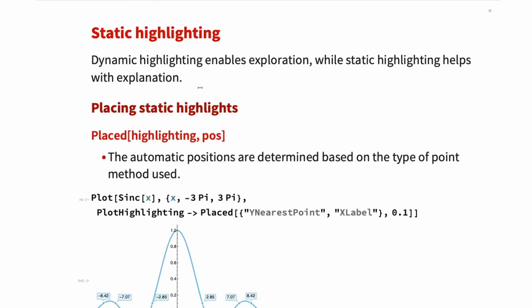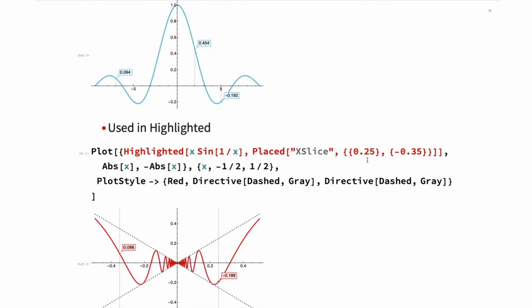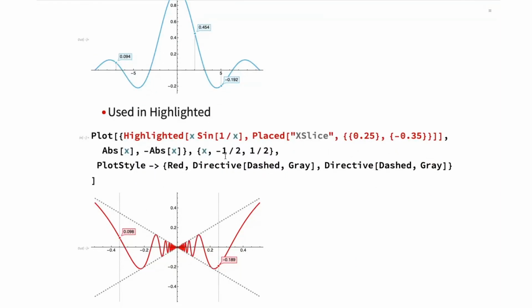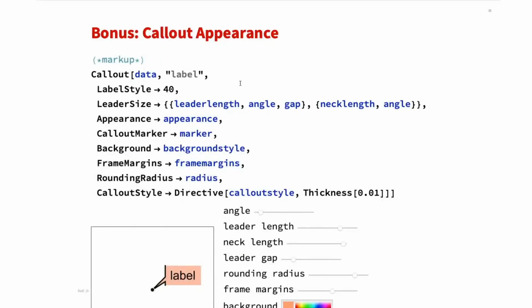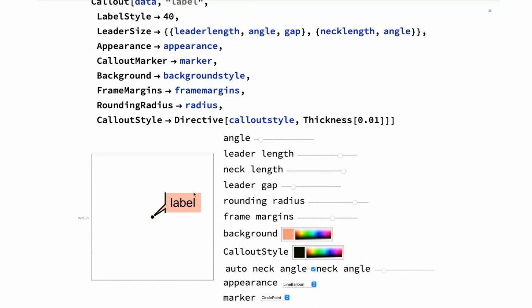So dynamic highlighting enables exploration, but static highlighting helps you with explanations. You can use placed inside highlighted, like in this example. I only highlight the first curve, and I want two static highlightings on these two x values. The bonus here is a mechanism to show how you can customize the callout labels. So you can change the gap, you can change the angle, you can change the background color, the callout leader style, and different marker. So all that you can design here, and then you can totally have your own callout label in the highlighting.